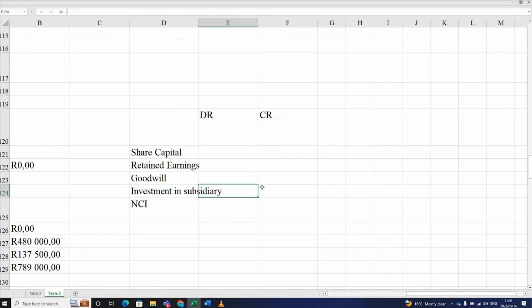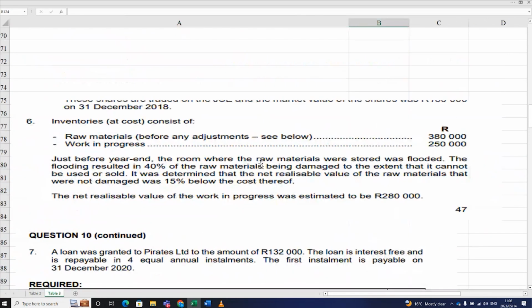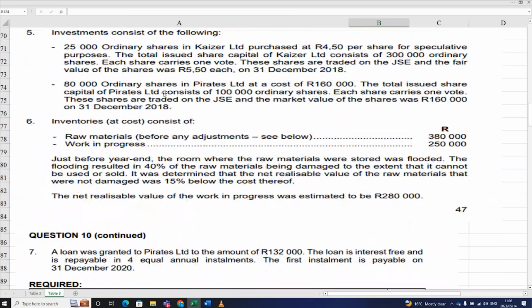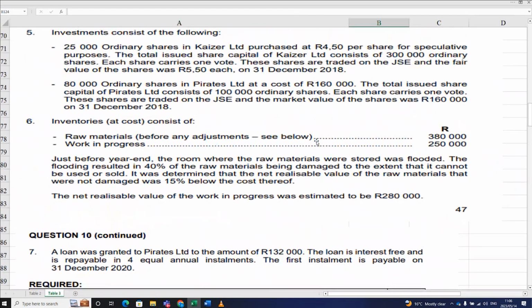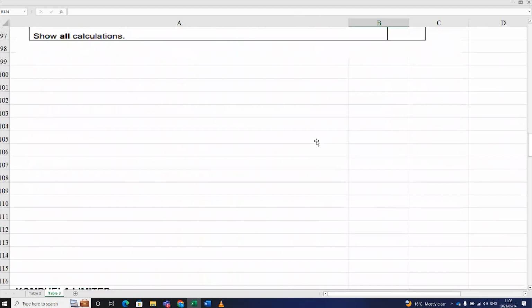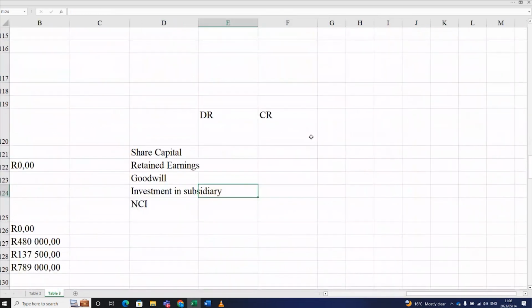In those instances, that investment in subsidiary would be the amount coming from there, this cost, this 160,000 here. It's just that this one says it's carried at market value, but the market value is equal to the cost at this point. So that's what you would have. When you're consolidating, you would obviously need to write down mark-to-market gains that would have happened.